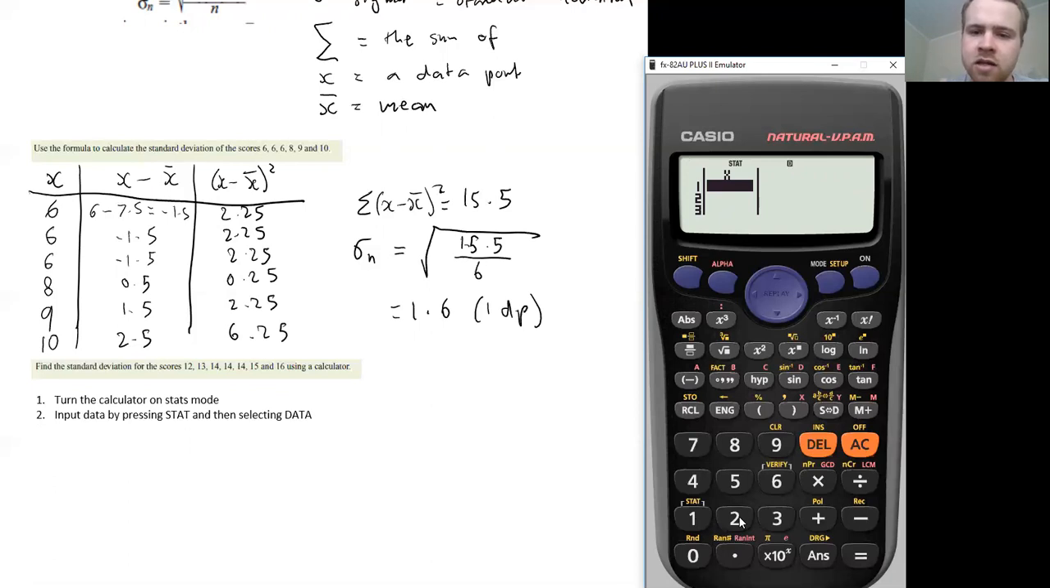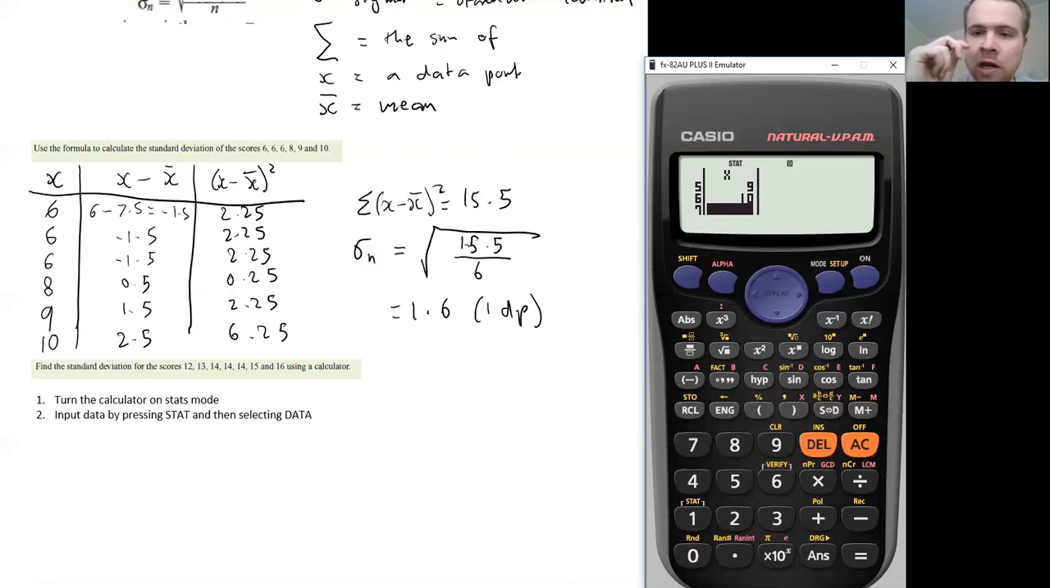So X, this column is just the data point, and then you've got the number of the data point there. So data point 1, data point 2, data point 3 as you go down. What you need to do is just put the number in. So the first data point is 6, and then just press equals, and it will enter into your table there. So let's do that again. 6 equals, 6 equals, okay, and then 8 equals, 9 equals, 10 equals.